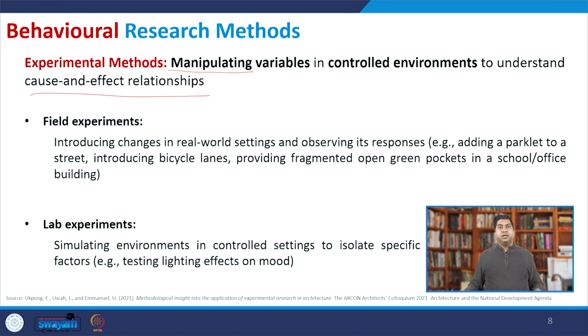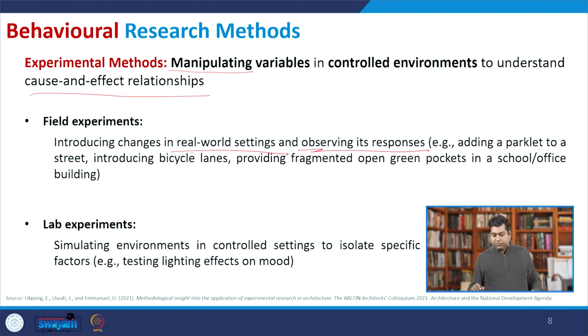You guess that they are not very comfortable with that kind of set of variables. The temperature is too high or the humidity is too high, then they react that okay, this kind of cloth is not very good for this kind of environment. So this experiment can be done in the field itself, or it can be done in the lab. In a field experiment, you introduce changes in a real world setting and observe the responses.